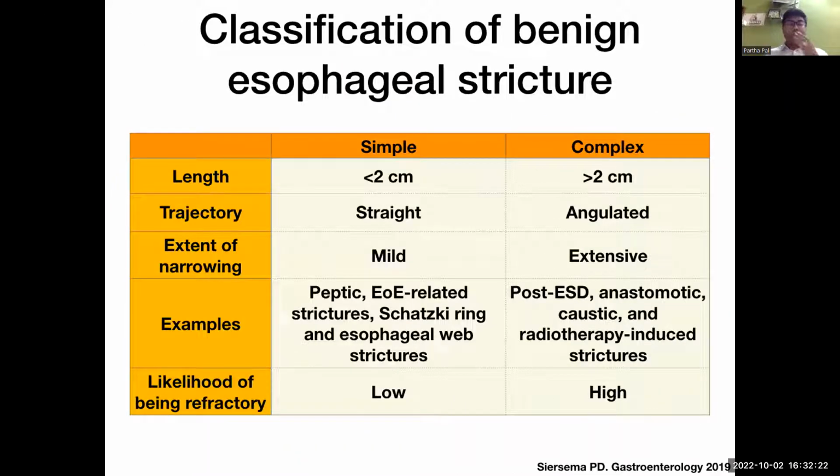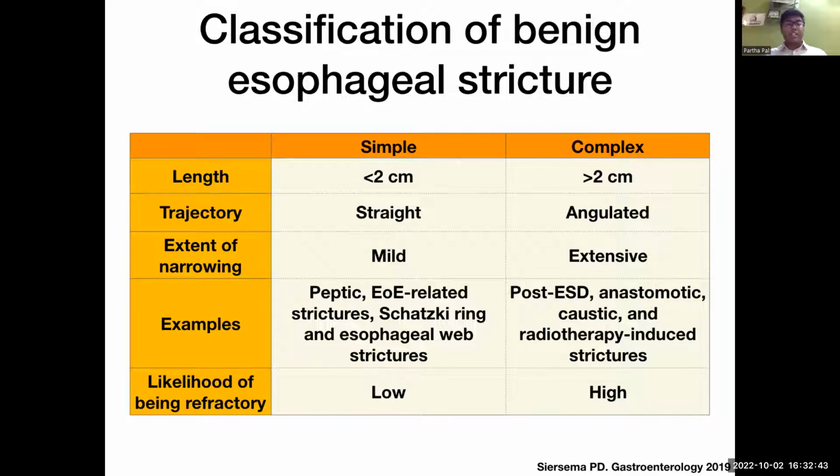Then this is the difference between complex and simple strictures. I'm describing it here because I want to show that complex strictures are more likely to be refractory, like post-endoscopic submucosal dissection strictures, anastomotic strictures, and caustic and radiotherapy-induced strictures in the esophagus.